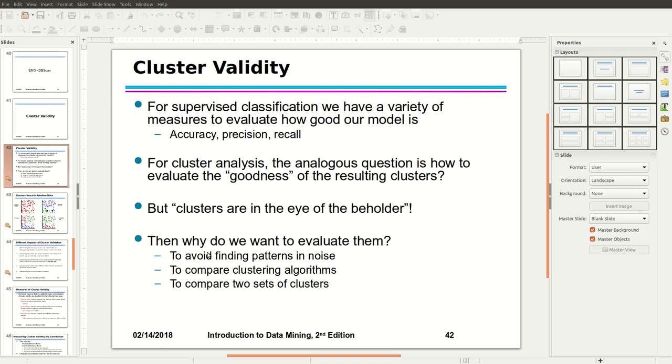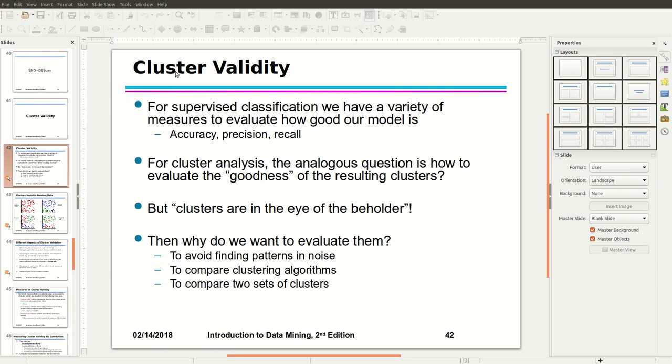We can also have external measures for cluster validity, like entropy and purity. Here I have an LA document set from newspaper articles, and I decided to use 6 clusters, with titles being entertainment, financial, foreign, metro, national, and sports. So these are topics, and these are the clusters that I came up with.